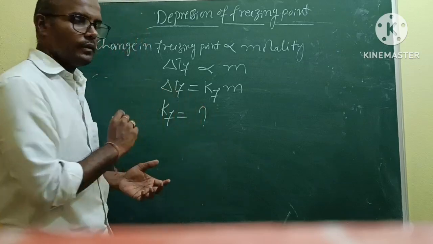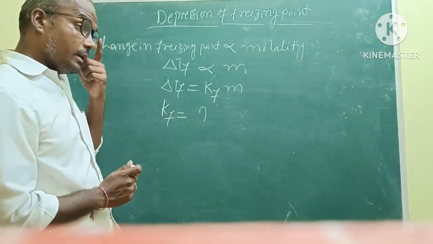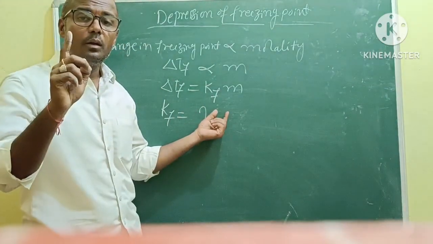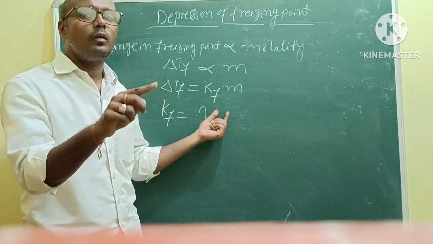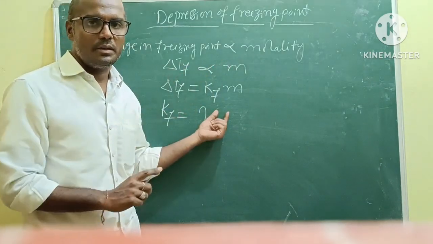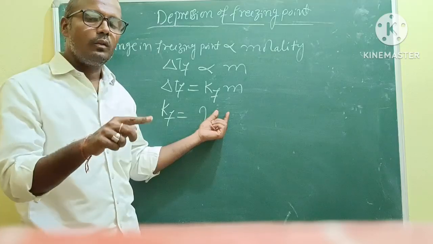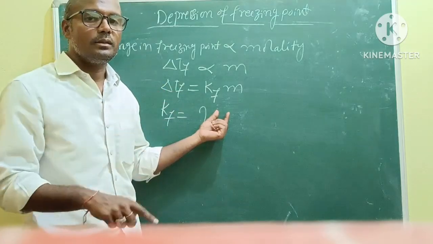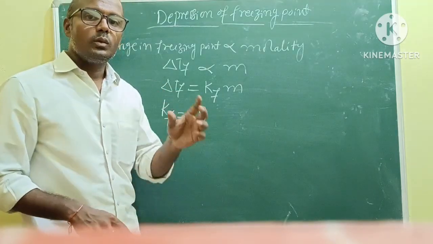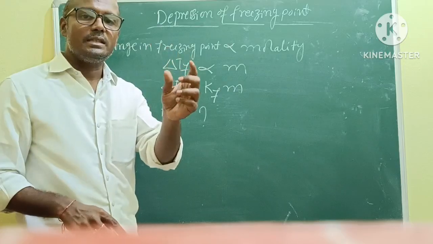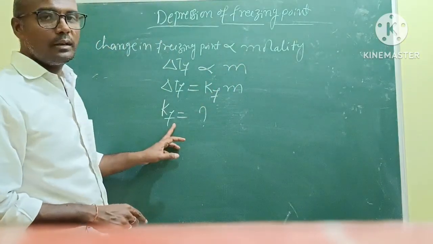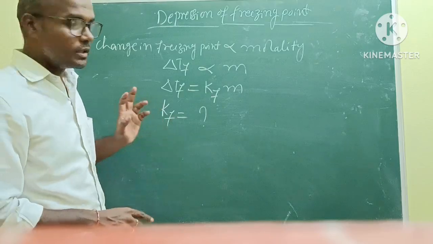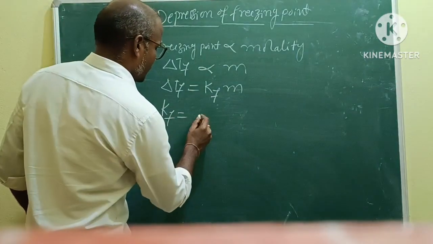So what is meant by Kf? Kf means when 1 mole of non-volatile solute is added to the solvent, that is water, the water freezing point changes by 1.86 Kelvin. So that is considered as Kf. That is a constant value, right? Constant value. That is Kf.